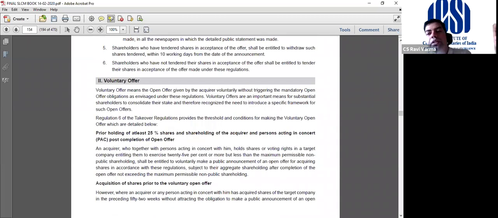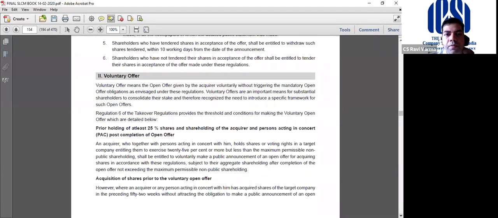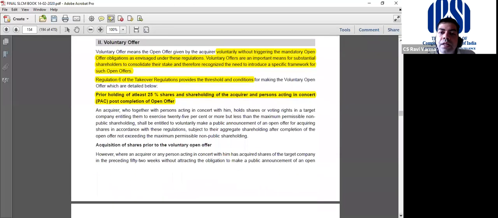Now we have studied the mandatory offer. Voluntary offer. What is a voluntary offer, sir, and why has it come? Voluntary offer means that without triggering the condition, I am making an offer. It says very clearly a prior holding of at least 25% in case you are going under the mandatory offer, whereas in a voluntary offer, any person can acquire. For example, in a mandatory offer we need to acquire 25% or more to trigger the open offer. Voluntary offer means you do not need to have any shares. You just make an open offer.